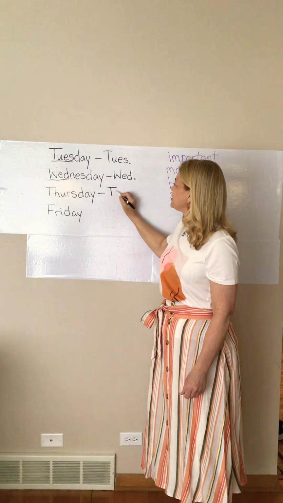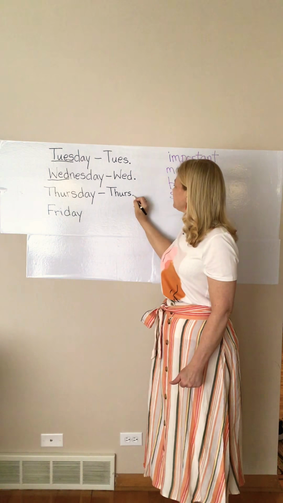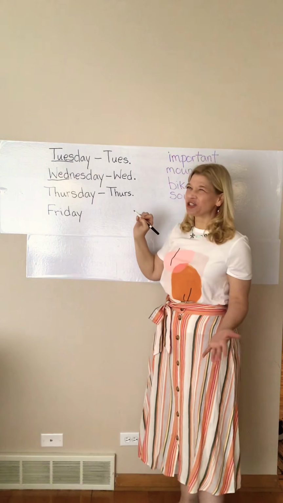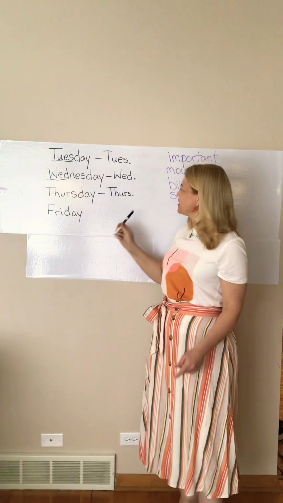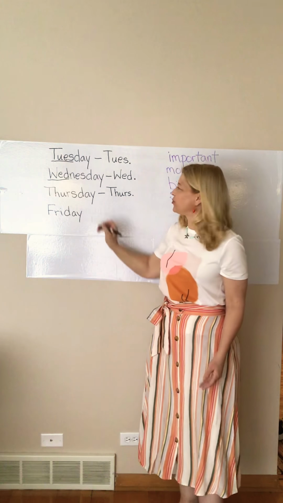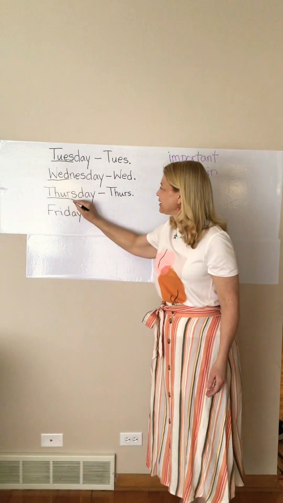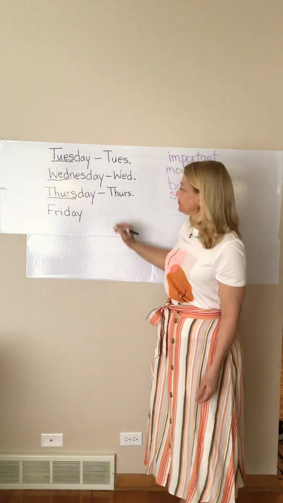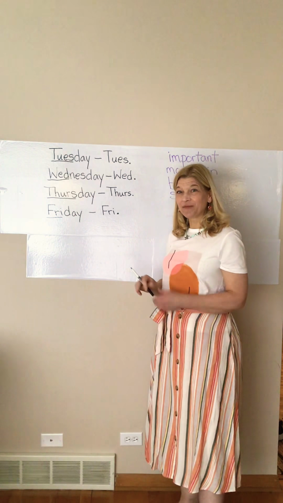Thursday, capital T, H, U, R, S. Sometimes they do THUR, kind of depends, but this is usually the more common abbreviation. It's a little bit longer. And Friday is abbreviated FRI, period. And that's how those abbreviations should look.